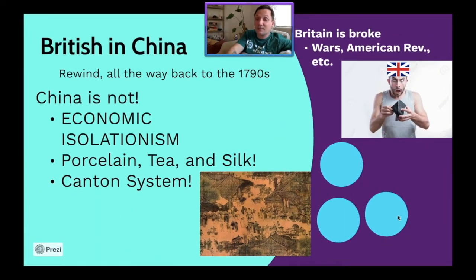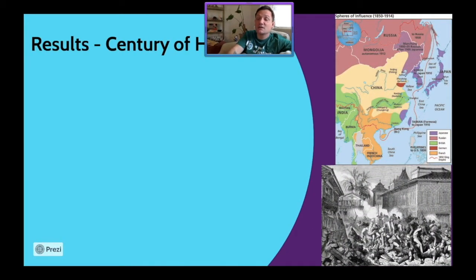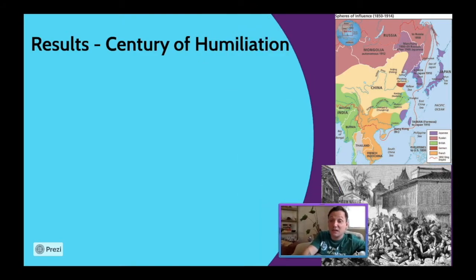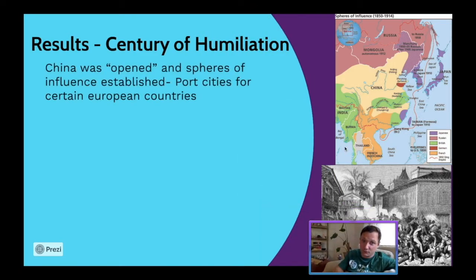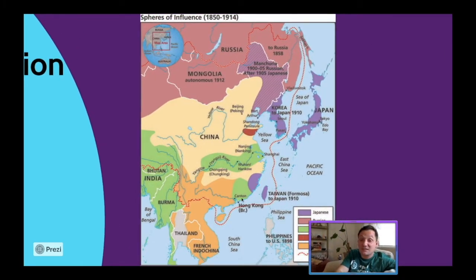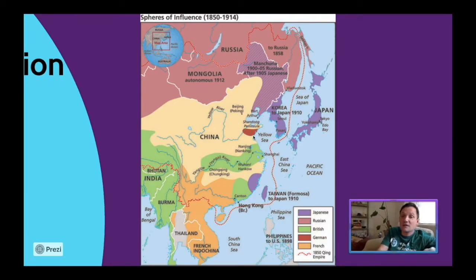And what's going to happen is they're going to establish these things known as the Century of Humiliation and Spheres of Influence, right? China would be opened and the spheres of influence would be established. What a sphere of influence is basically these colored areas on the map. So right here, this is the area that Russia wanted to trade in. Right here is the area for the French. Yeah, that's the area for the Germans, actually. This green area is the area for the Brits. This is the area that Japan ends up taking over, and the French end up taking over French Indochina.